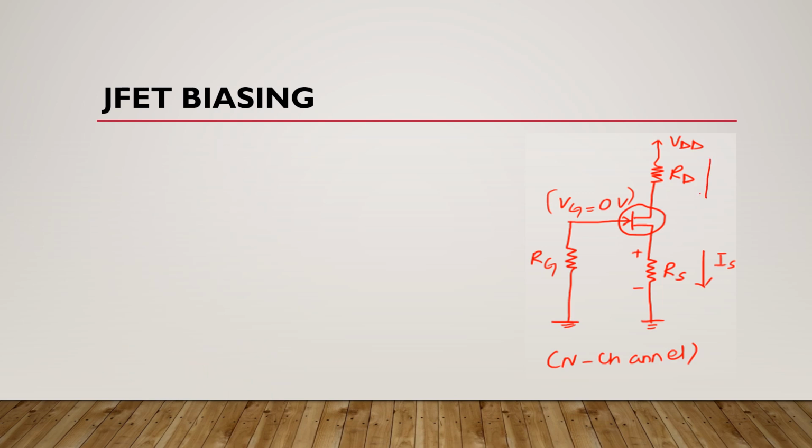Now this is the direction of drain current Id and here we have drain voltage Vd. So what would be the equation of drain current? It would be Id is equal to VDD minus Vd divided by Rd. It means the equation of drain voltage will be VDD minus Id Rd.